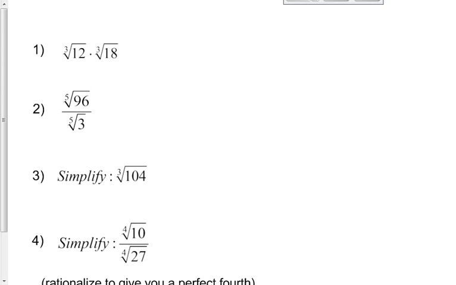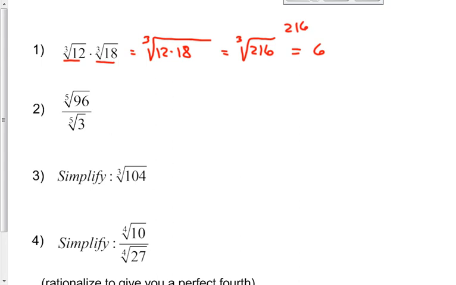So instead of two little radicals, let's make one great big radical and try multiplying 12 times 18 together underneath. When I do that, I get 216, and hopefully 216 is one of those numbers you remember. That's a perfect cube. 216 came from 6. And just remember, the cube root of 216 is the same thing as the 1/3 power. So there's our number 6.